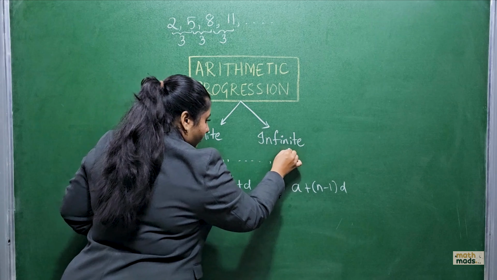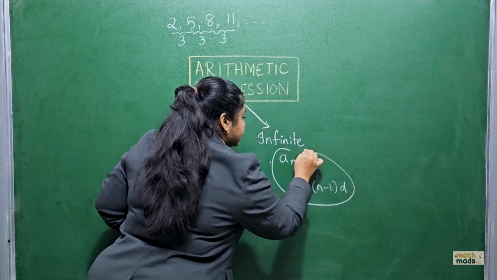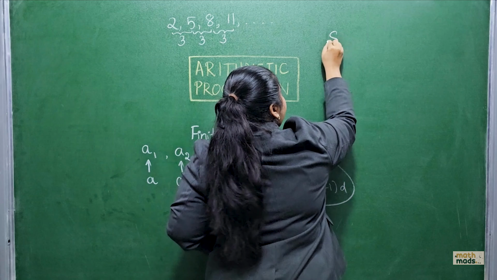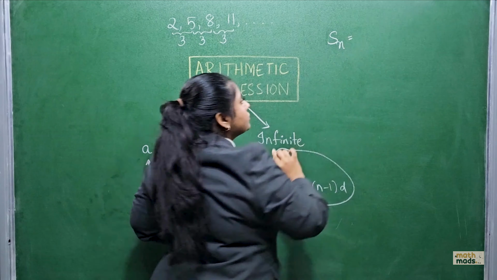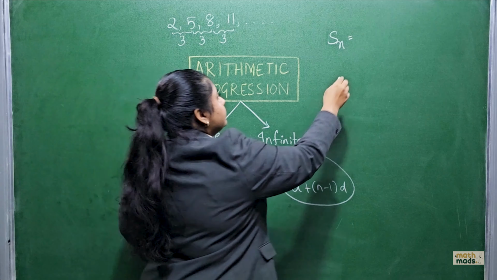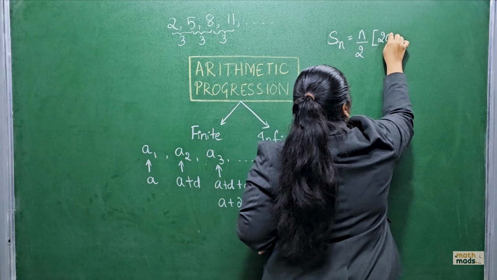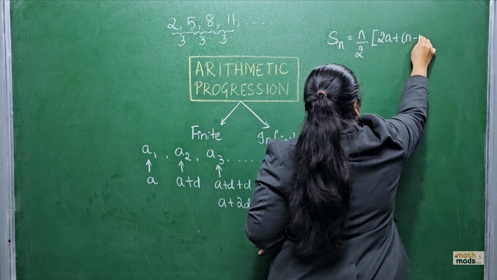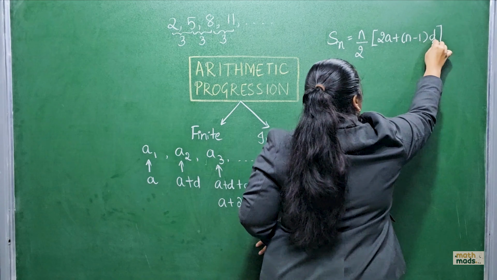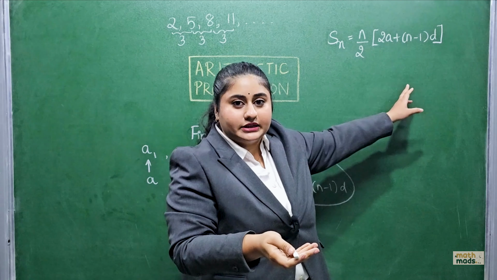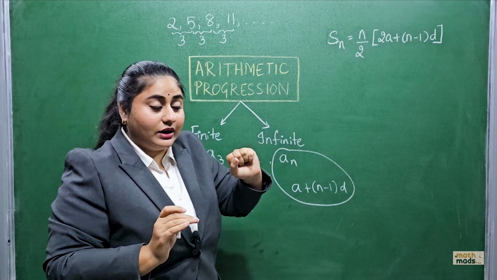So what are the things that you have to remember? First is this general term formula. Okay. Next, sum up to n terms. This is also a formula that you have to remember. That is n by 2 into 2a plus n minus 1 into d. Okay, this is if you know the first term, common difference and how many terms. This is the formula you will apply.